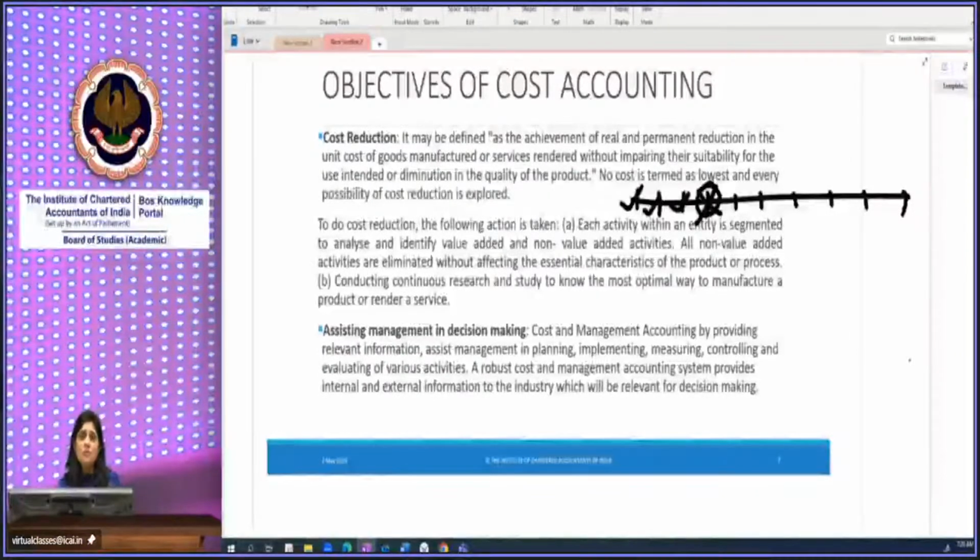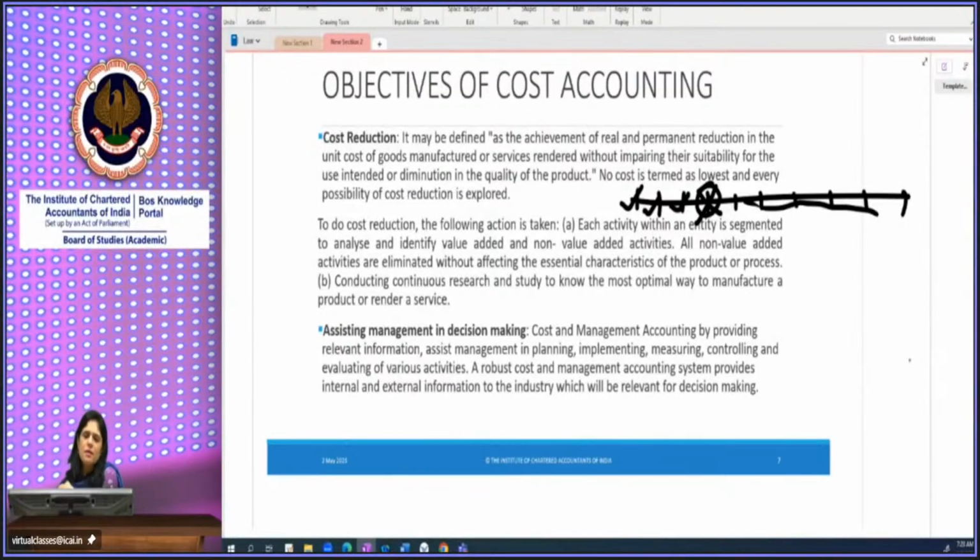So for cost reduction, there is no minimum cost or lowest cost. There is always scope for further reducing the cost by eliminating any non-value added activities which might be happening, which are just increasing the cost but not adding value to the product. So they eliminate those processes, those activities, those levels, and manage to reduce the cost. Yeah. So let us understand now.